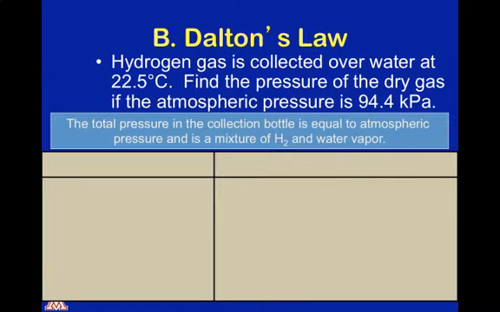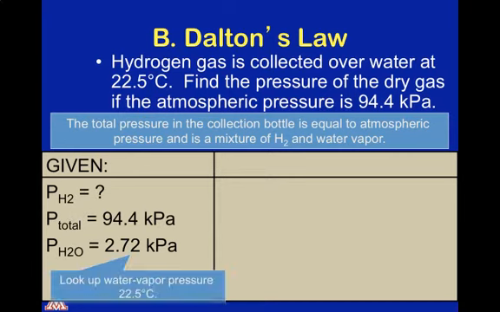Okay, the hydrogen gas is collected over water at 22.5 degrees Celsius. Find the pressure of the dry gas if the atmospheric pressure is 94.4 kilopascals. All right, we're looking for the pressure of the dry hydrogen. The total pressure is the atmospheric pressure that we have around, and the pressure of the water in kilopascals is 2.72. Well, where did we get this number from?